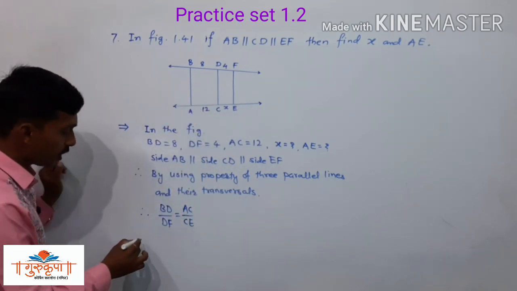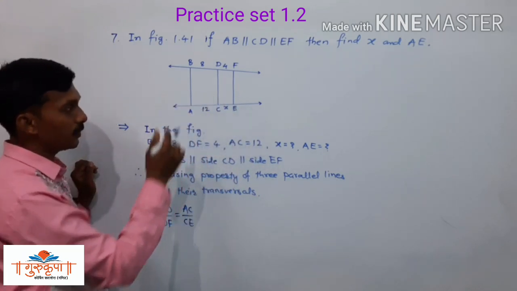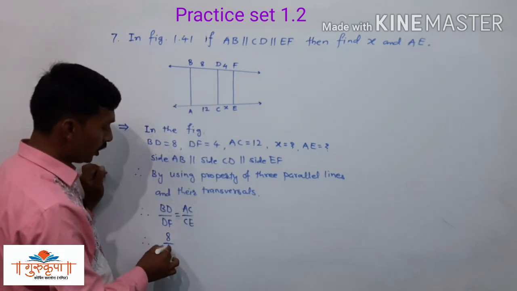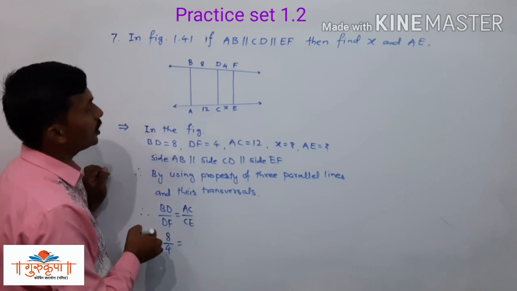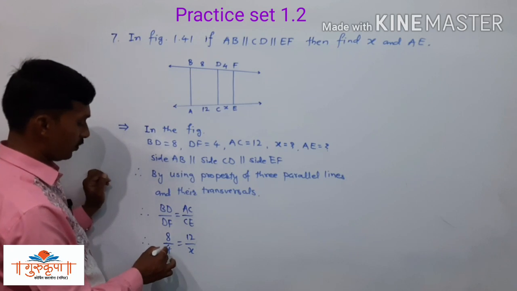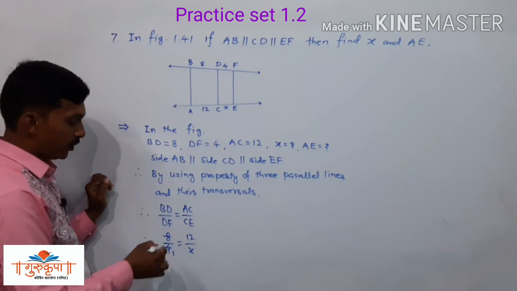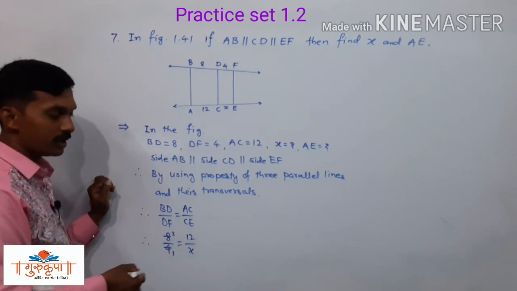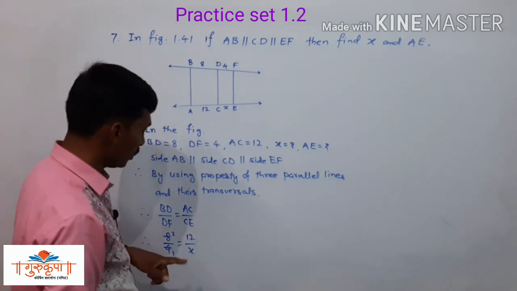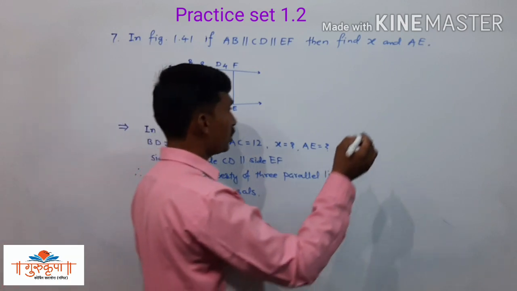Now put the values there and first find the value of x, that is CE. Here we know BD, it is given 8, upon DF it is given 4, AC is given 12 and CE is given x. So here we will divide 8 by 4, that is 4 1s are 4, 4 2s are 8. We will simplify this ratio, that is 2 upon 1 is equal to 12 upon x. Now take the cross multiplications, 2 multiplied by x is equal to 12 multiplied by 1.